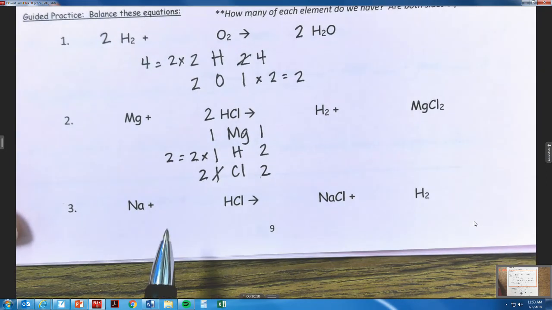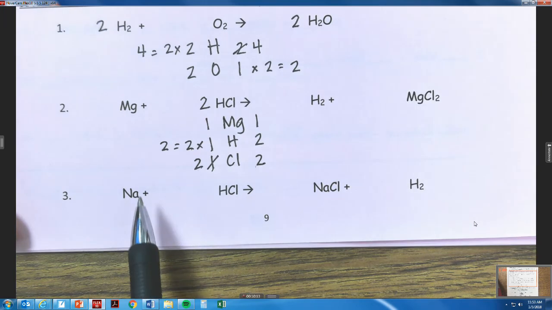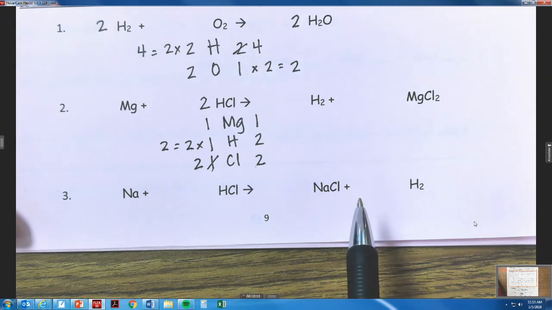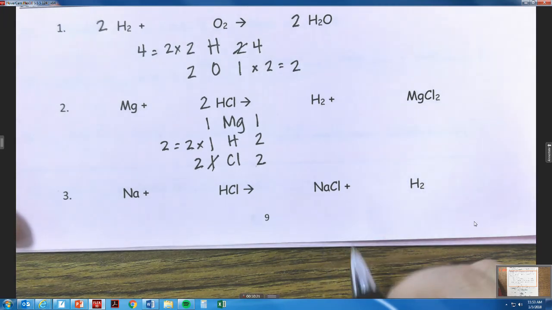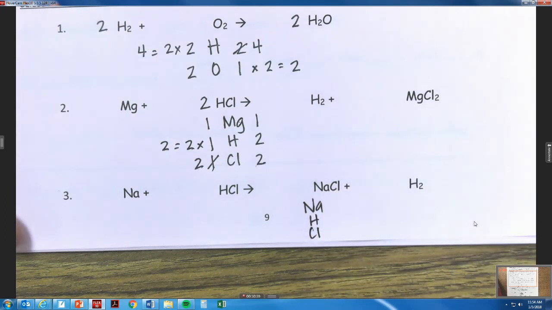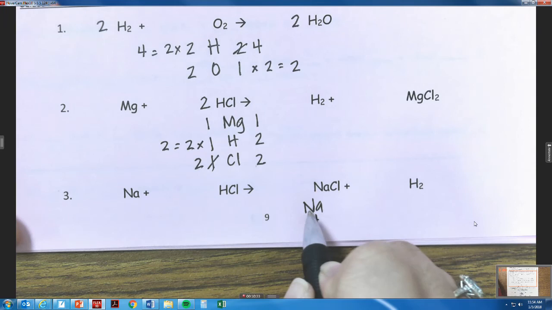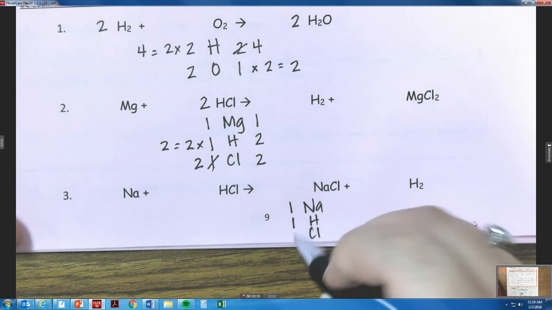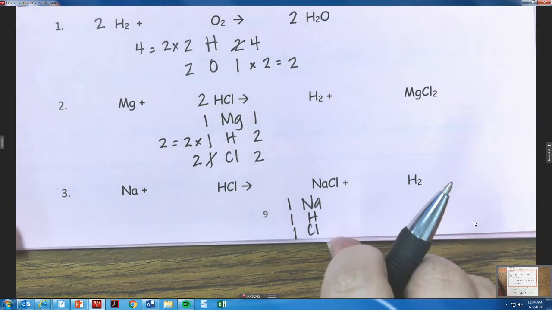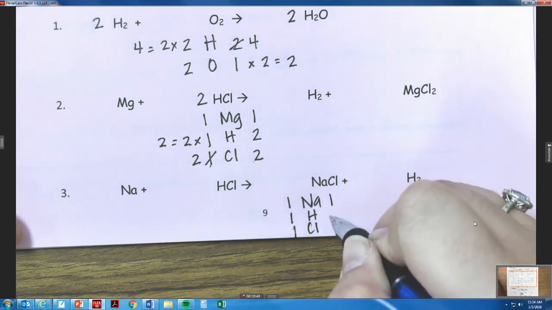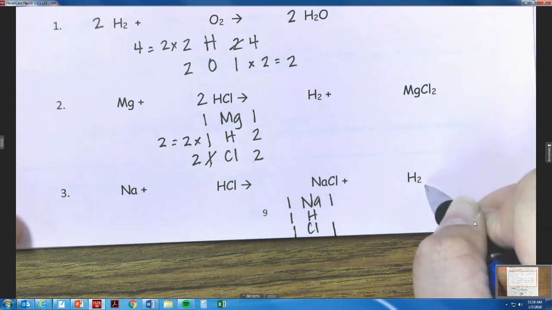Okay, and then lastly, I have sodium plus HCl yields sodium chloride plus hydrogen. Again, we have to figure out how many of each atom I have. So I have sodium, I have hydrogen, and I have chlorine. For sodium, I have 1 on my reactant side. Hydrogen, I also have 1. And chlorine, I still have 1. Now on my product side, I have 1 sodium, 1 chlorine, and 2 hydrogens.